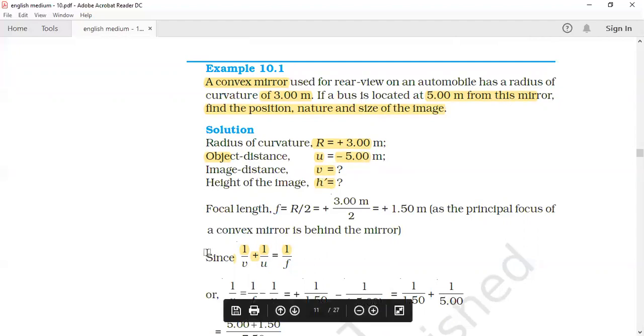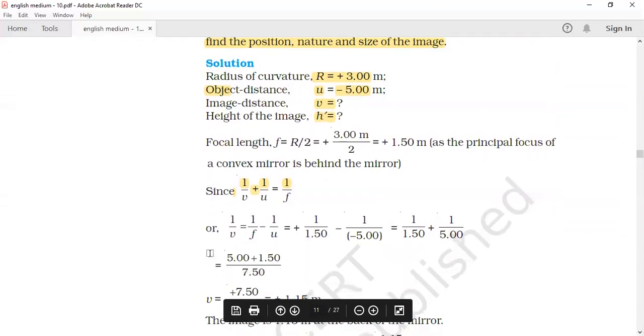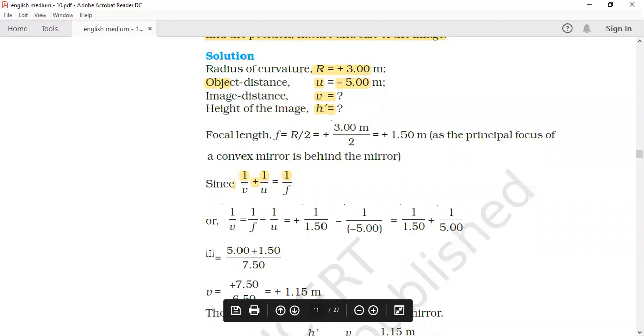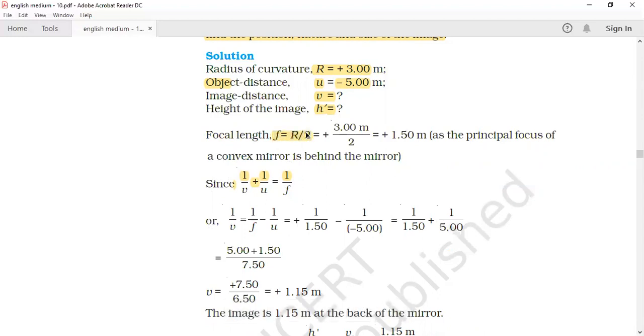We have the equation 1 by v plus 1 by u is equal to 1 by f. To find the value of v, we have only the value of u but not f. So first we find the focal length. The equation is focal length f is equal to r by 2. We have r as 3, so 3 by 2, meaning plus 1.5 meter. This is the focal length f.